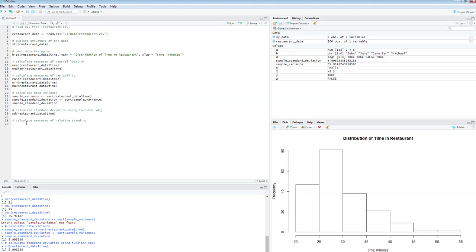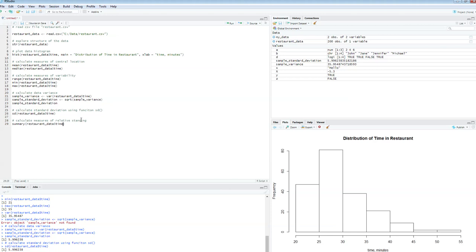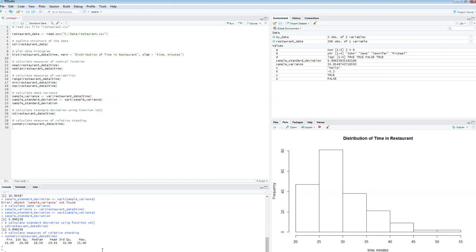Okay. A very useful function that I'm about to show you is very simple to use. It's called summary. So I can go ahead and calculate summary of my column of data, restaurant data column time. If I run that, you can see that it gives me 5 numbers, no, more like 6 from what I can see. Yeah, it adds the mean. So it gives me the so-called 5 number summary plus an extra one. If I forget about the mean, then I'm getting what's called the 5 number summary.